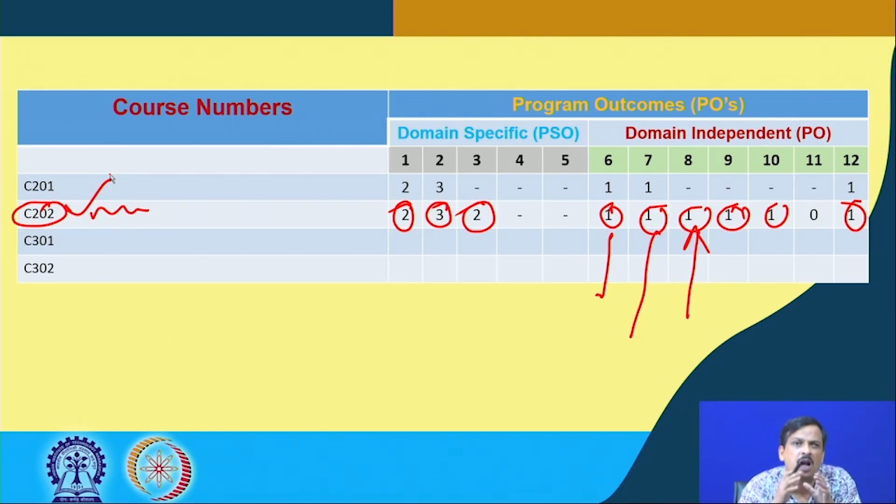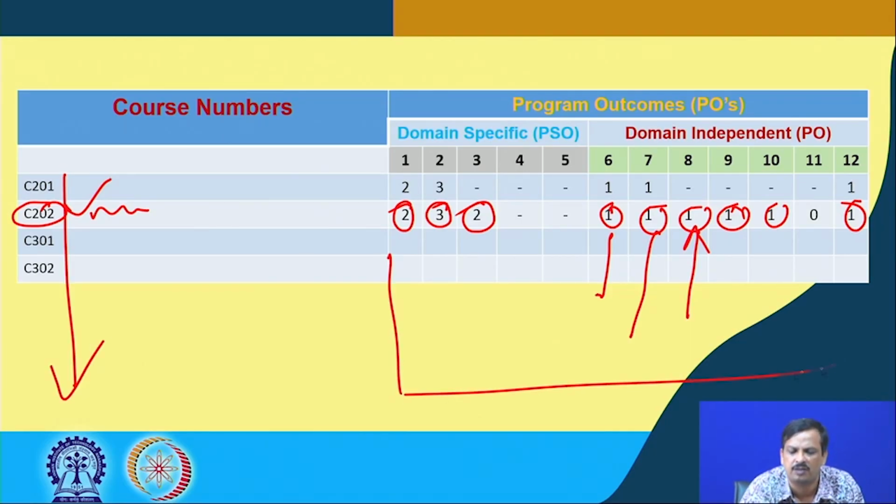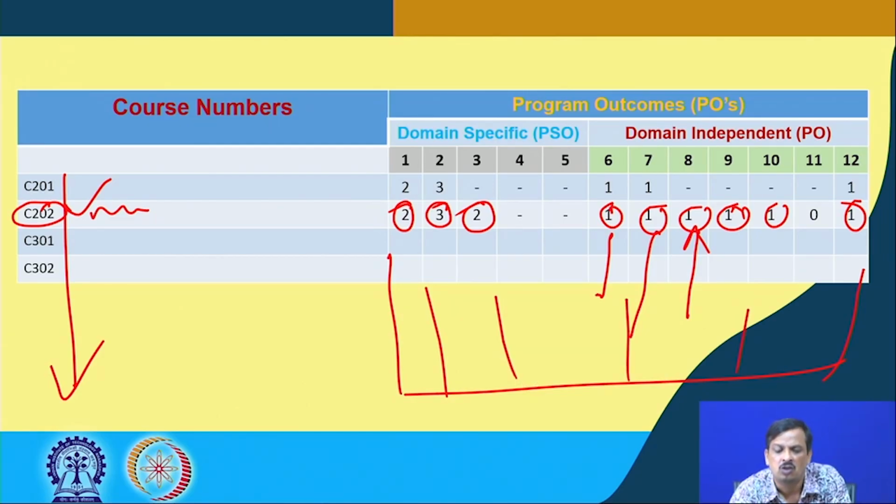A program consists of several courses. So, put all the courses in this direction and develop this matrix. If we find that some PO is not achieved by any one of the courses, I can choose an interdisciplinary course, so that I can at least touch on that PO.